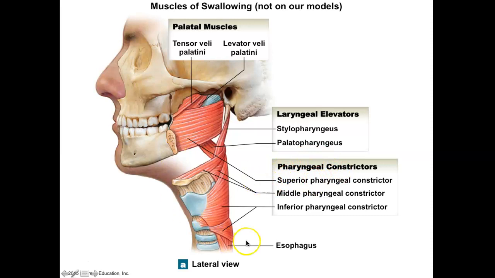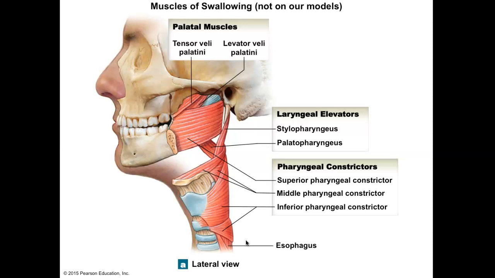But the initial travel down our throats is skeletal muscle by these constrictors. So again, these are not visible on the model. You want to be able to recognize them on a diagram. The term bolus is in your action for this muscle group. A bolus is the food that you have chewed up and mixed with saliva. So you would say that you swallow a bolus of food.